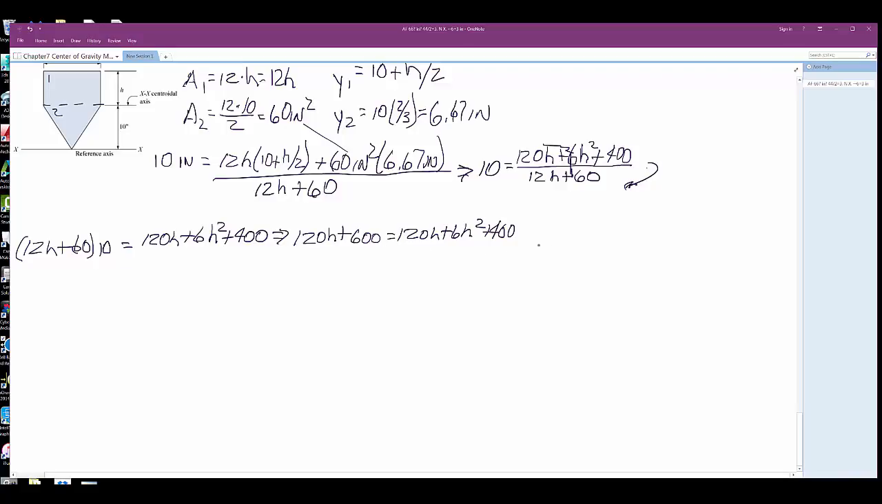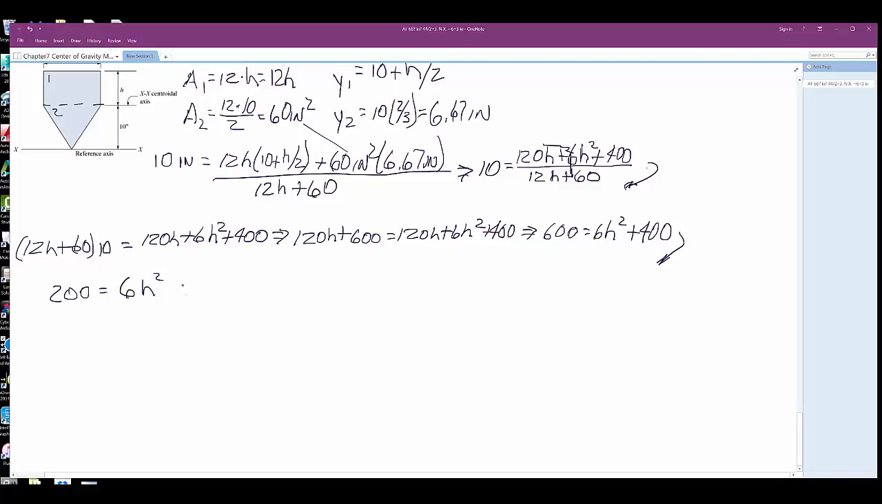And let's go one step farther. If we load this up on the other side, that's 120 minus 120, so we're left with 600 equals 6h squared plus 400. So we take the 400 to the other side, subtract it out off the 600, and we've got 200 equals 6h squared.